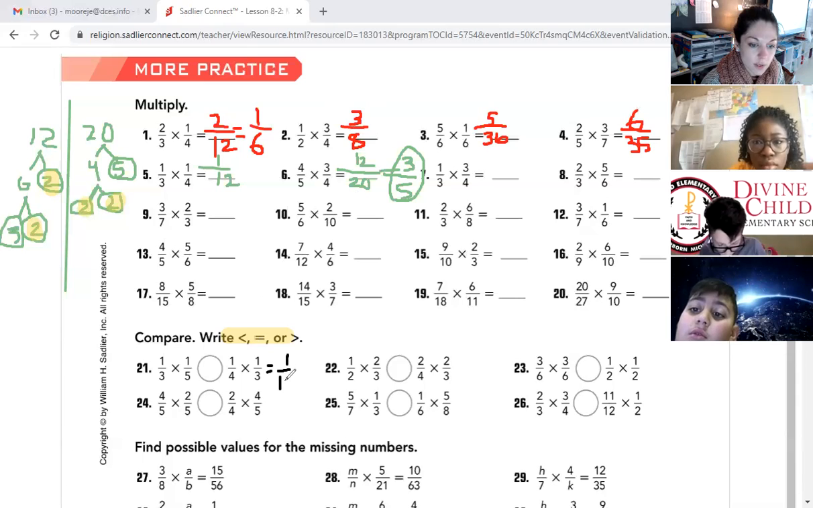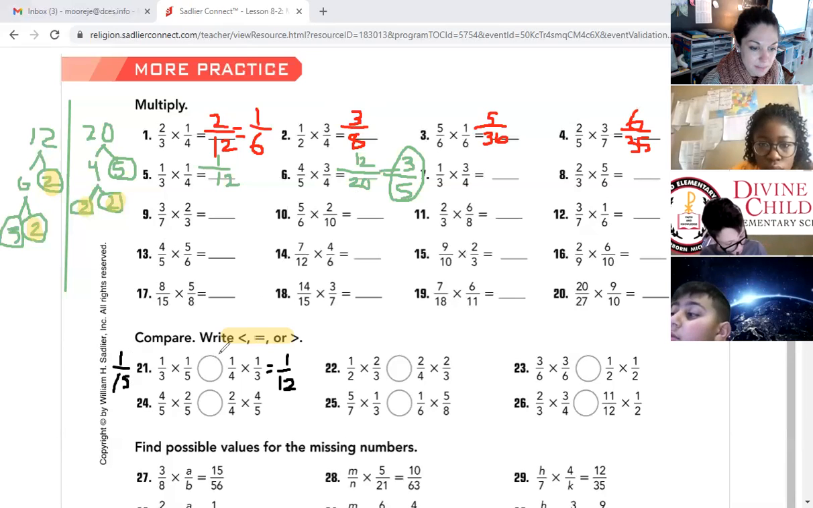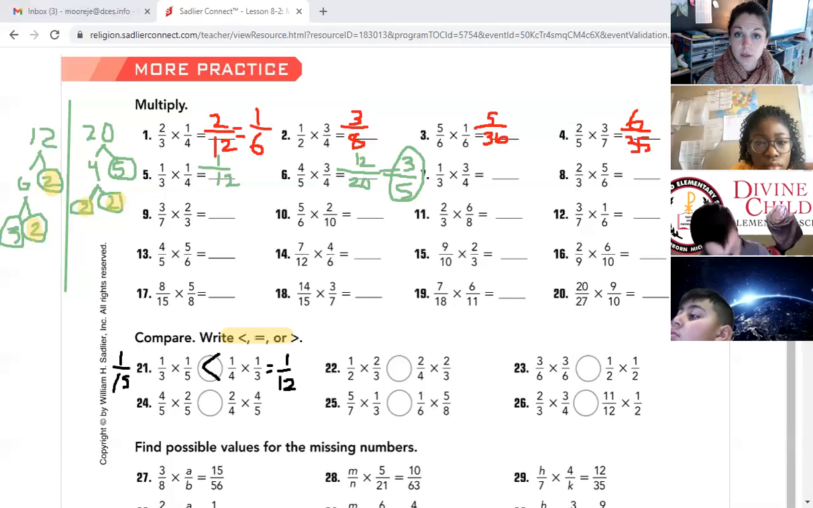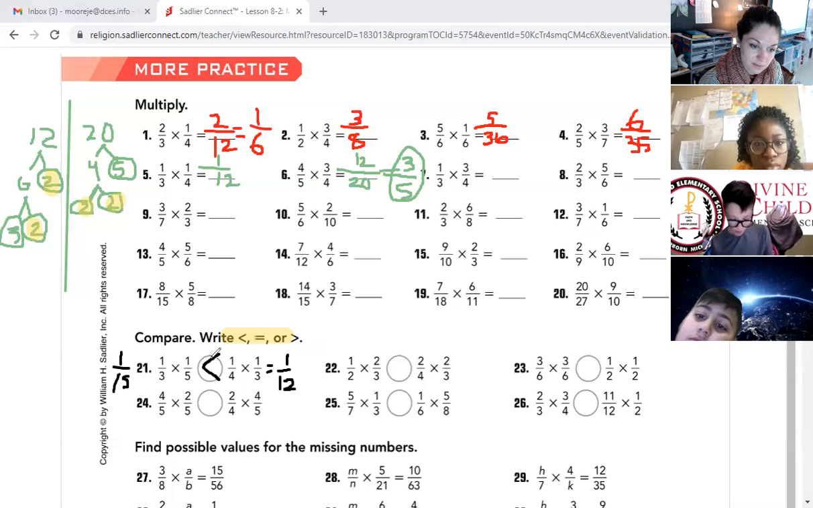1/12. 1/12 would have a bigger value than 1/15, right? Yes. That means I need to make this inequality symbol face the open mouth towards the bigger value. Remember, because the hungry alligator, what does he do?